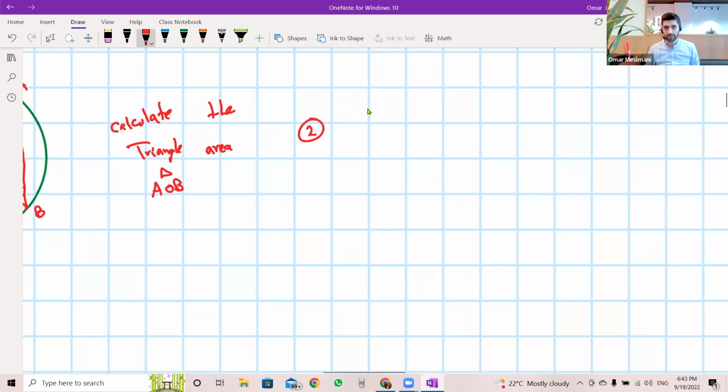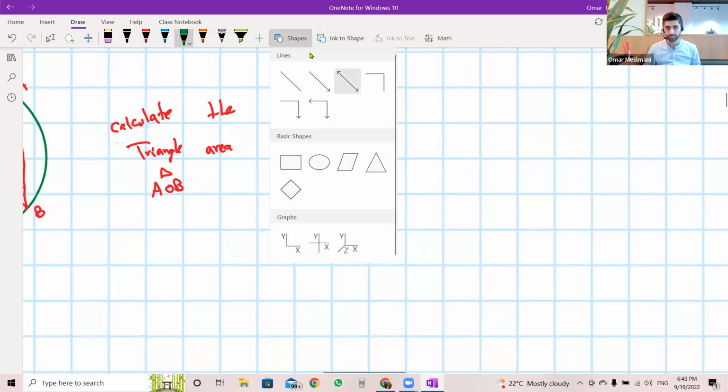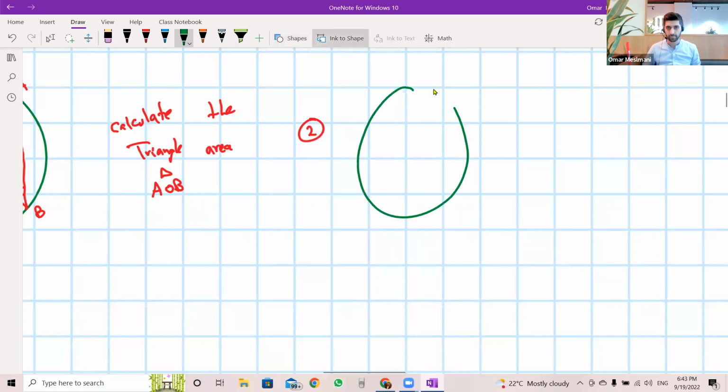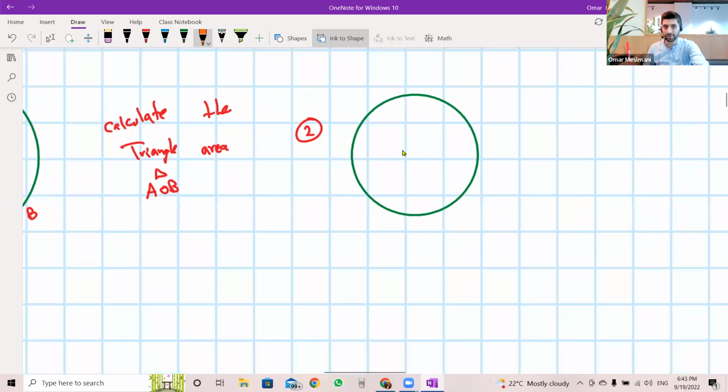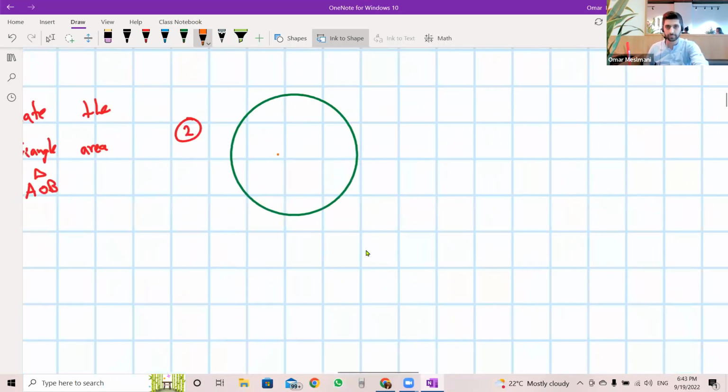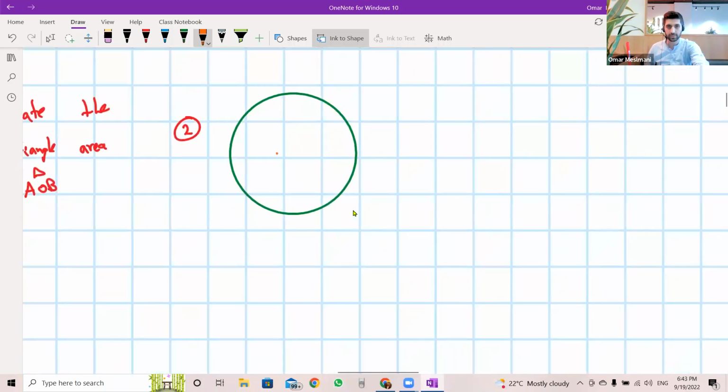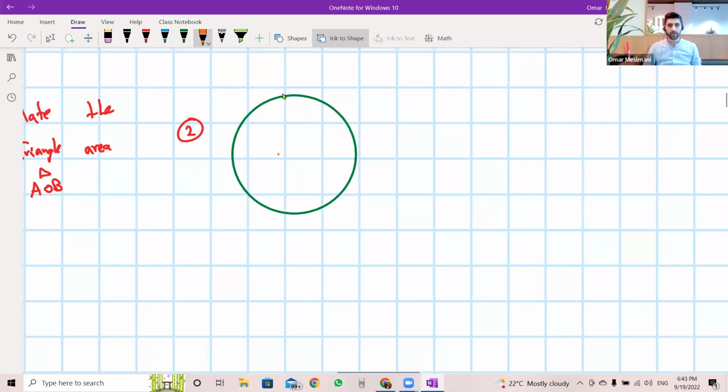Two is calculate, if you have the same circle, the sector area. So, zoom in, yeah. That's the maximum zoom in. Okay.